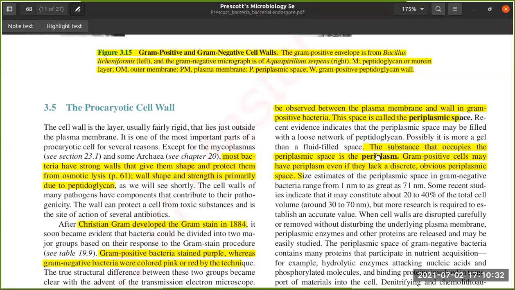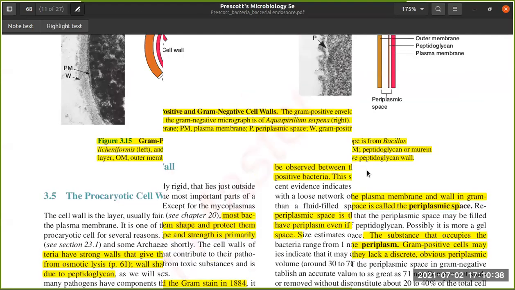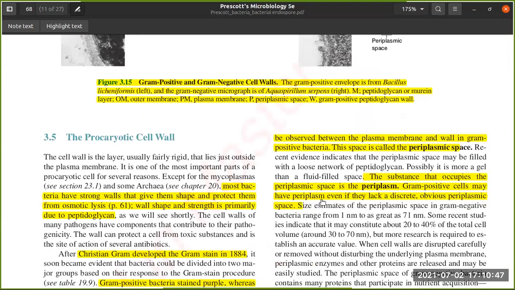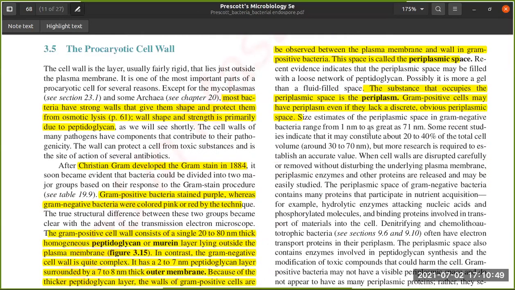Okay. The substance that occupies the periplasmic space is the periplasm. So this periplasmic space is filled with a material, and that is known as periplasm. Like cytoplasm, it is periplasm. So gram-positive cells have periplasm even if they lack a discrete obvious periplasmic space.